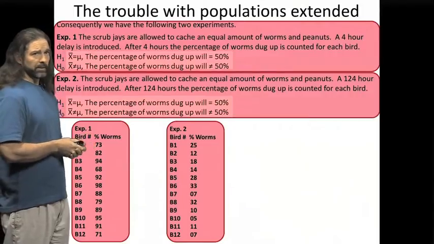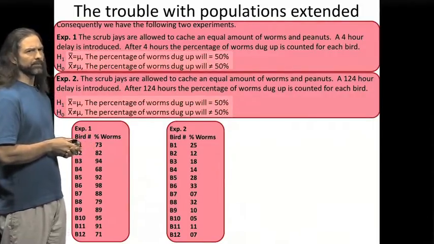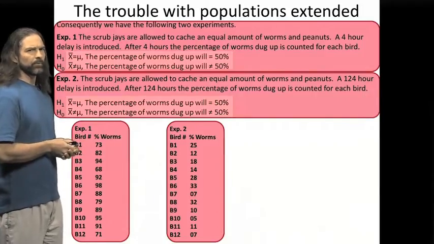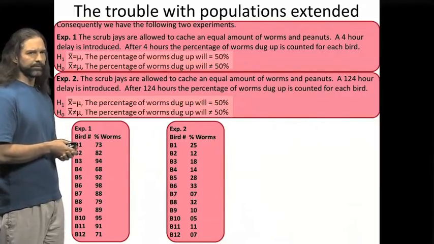Experiment 2 is basically going to be the same thing, but the outcomes would be expected to be different. So again, the number of worms or the percentage of worms dug up will be equal to 50%, whereas for the experimental situation, the number of worms dug up will not equal 50%.